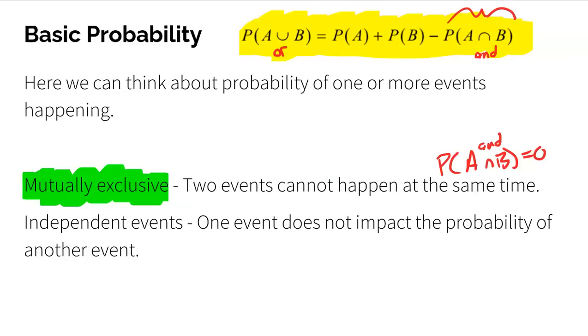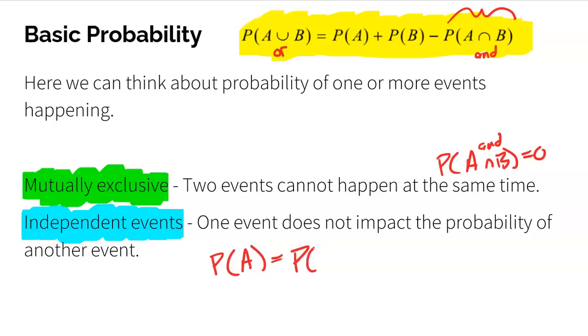Another big word, another big definition is independent events. Two independent events occur when one event does not impact the probability of the second event. This actually introduces conditional probability as well. But the idea is that the probability of A equals the probability of A on the condition of B, well, it just goes to show that B did not impact A. Now, when you know you are independent, guaranteed, then the probability of A and B equals the probability of A times the probability of B.